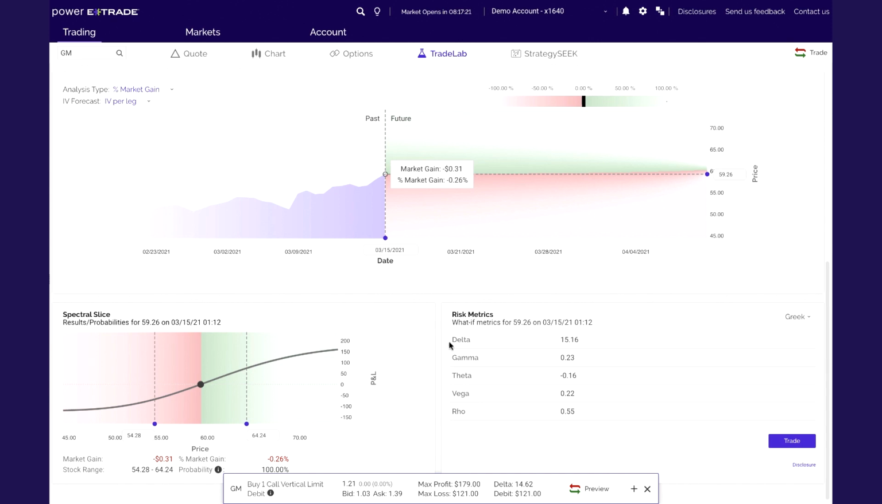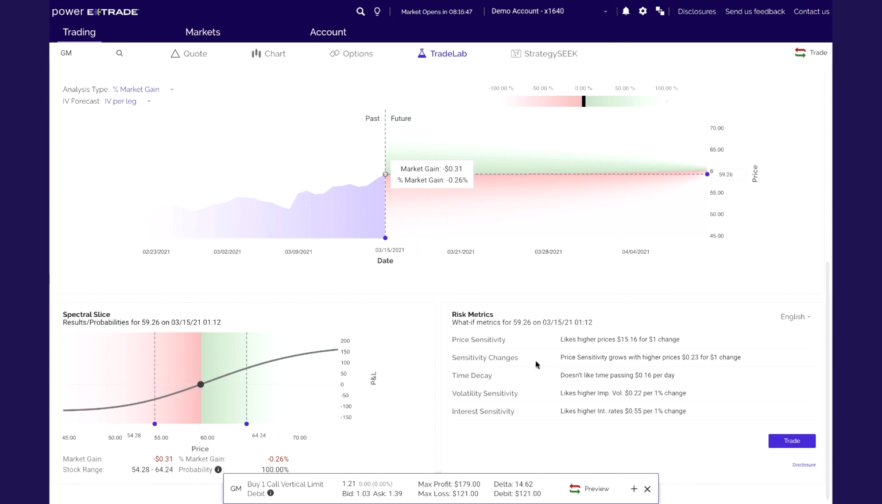And from here, I could take a look at things like the delta, the gamma, the theta, the vega, and the rho. Now, if you're not familiar with the Greeks and you prefer to have these interpreted in English, I'm going to go ahead and change this from Greek to English. And now I can see that regarding this bull call spread on GM, price sensitivity is that this particular spread likes higher prices. In fact, for a $1 change, I can anticipate that it's going to increase by $15.16. I also understand that for a $1 change to the downside, this spread is going to lose $15.16.